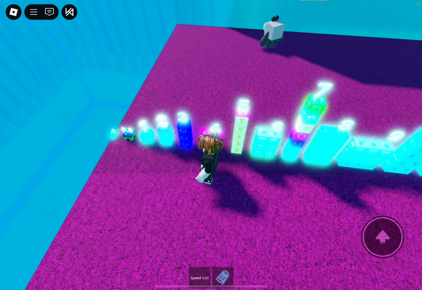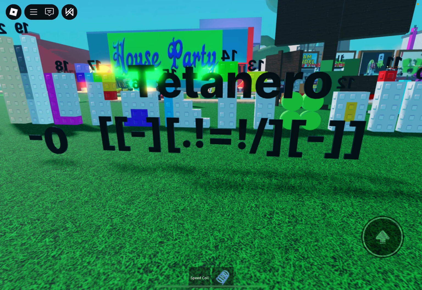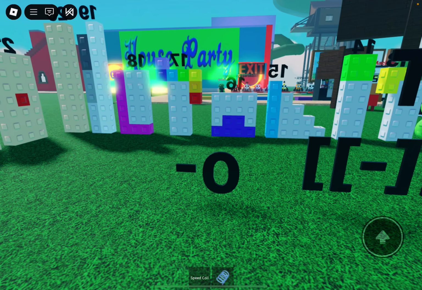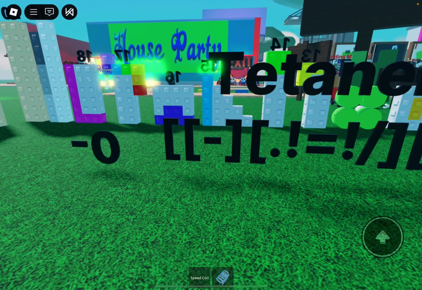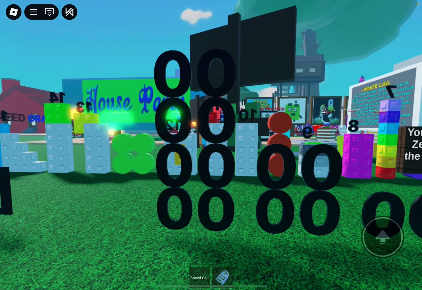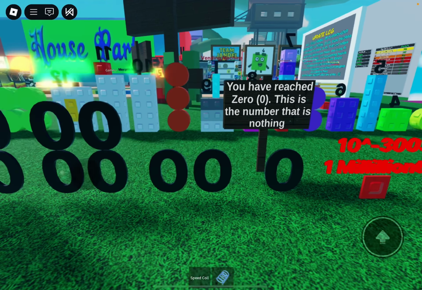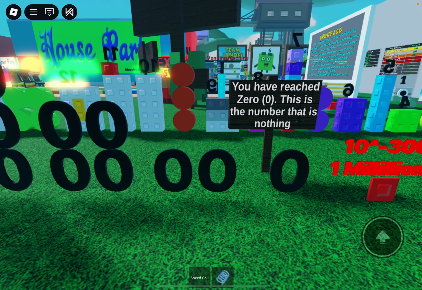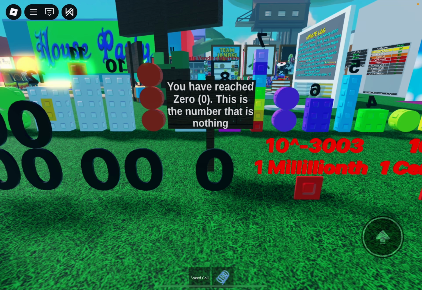Okay, let's see where it starts. Okay, it starts here. It says how far to go. Negative 0, even though that's not a number, because you can't have a negative nothing. Basically it says 0, but okay, let's just move on. 0. You have reached 0. This means that number that is nothing.